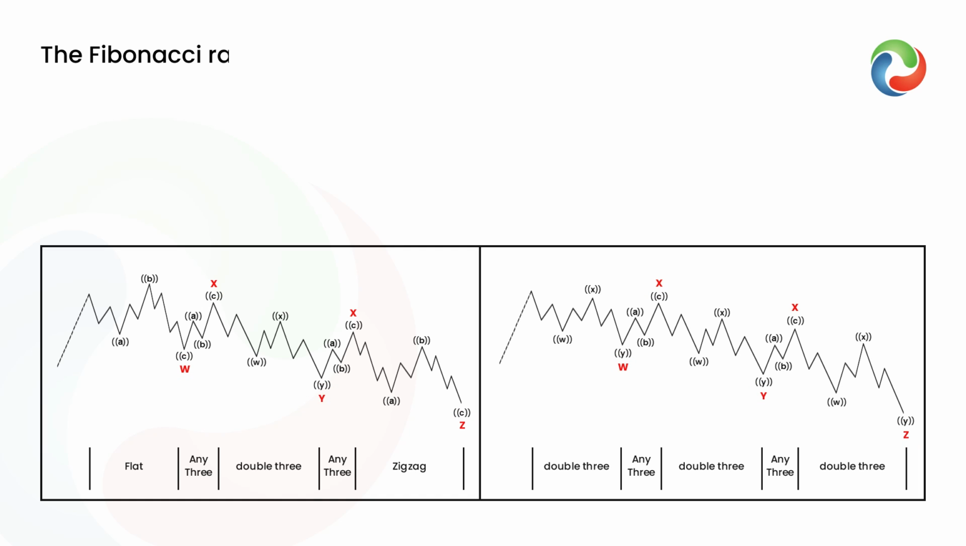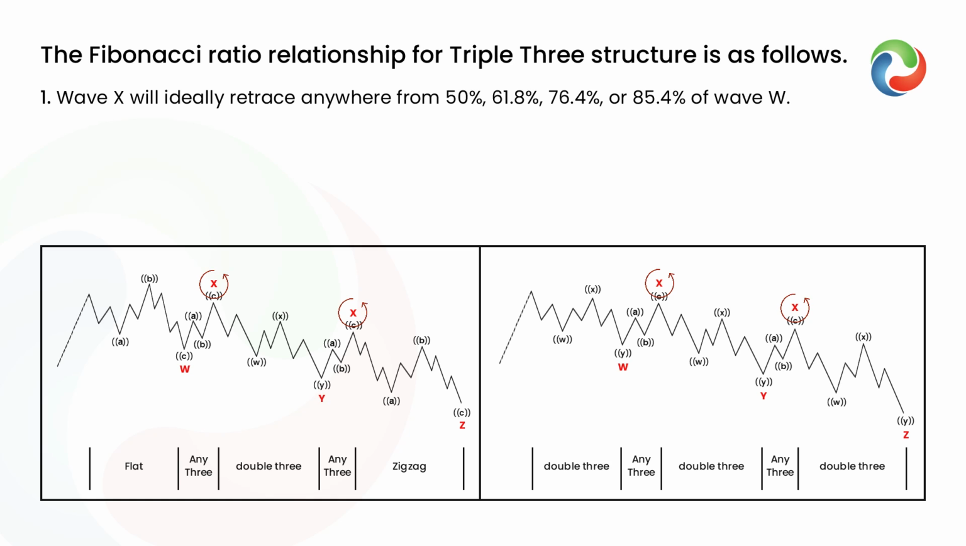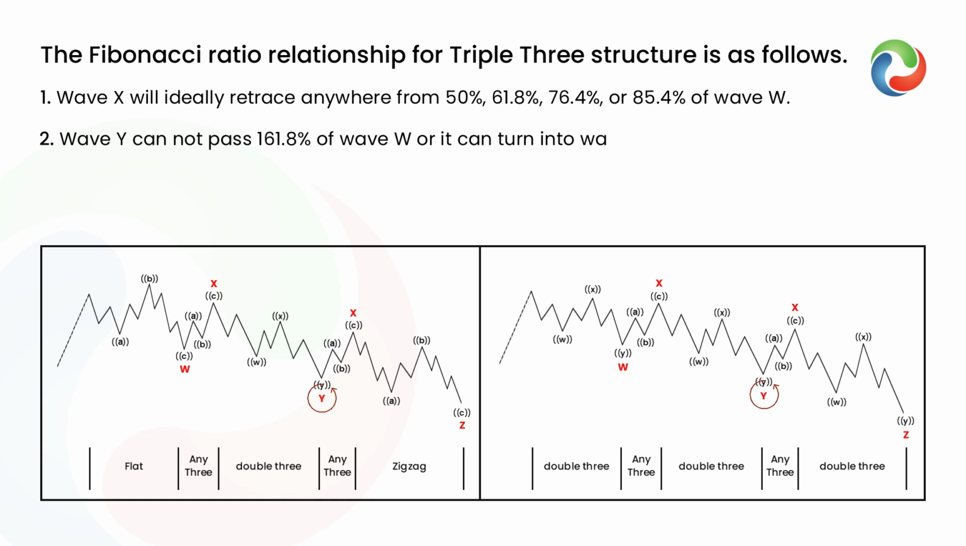The Fibonacci ratio relationship for triple three structure is as follows. 1. Wave X will ideally retrace anywhere from 50%, 61.8%, 76.4%, or 85.4% of wave W. 2. Wave Y cannot pass 161.8% of wave W, or it can turn into wave 3 of an incomplete impulse.